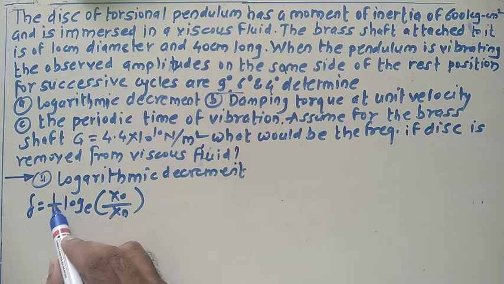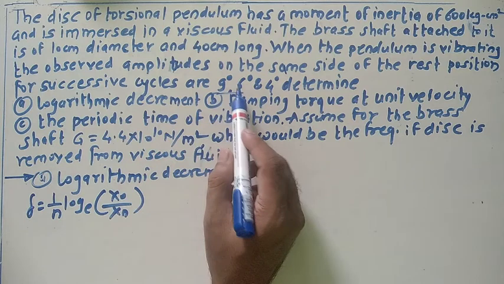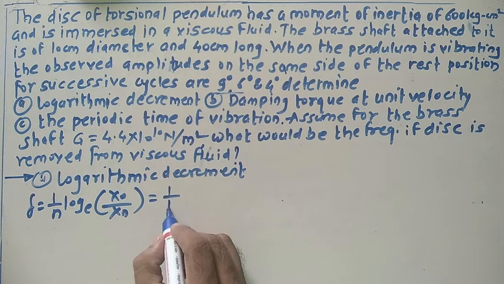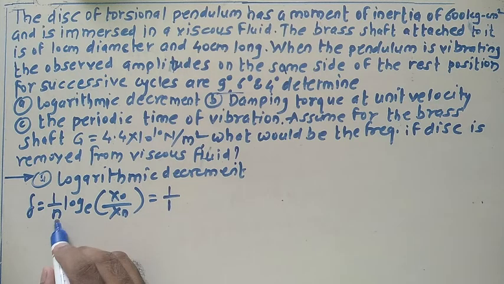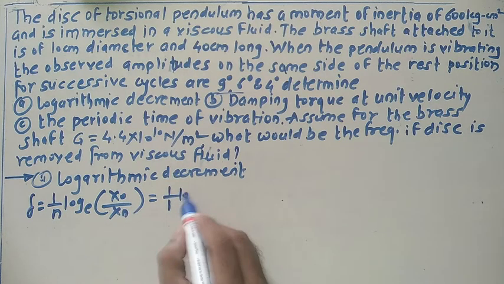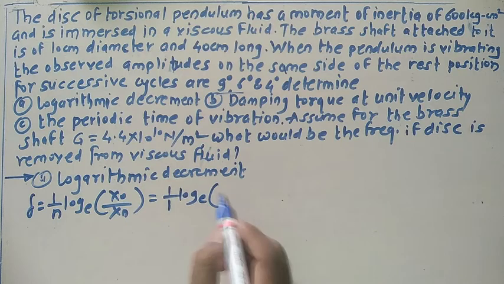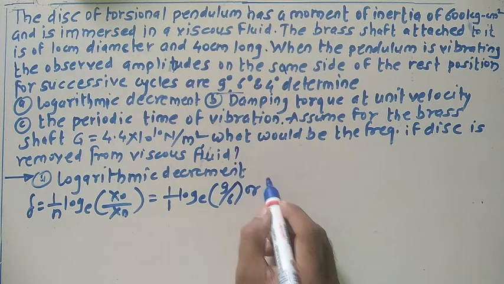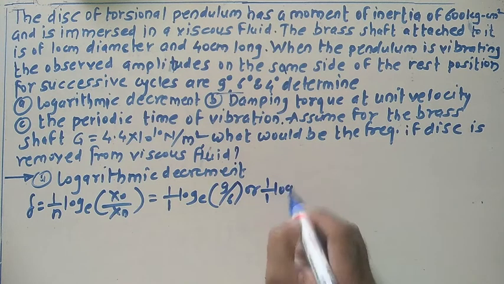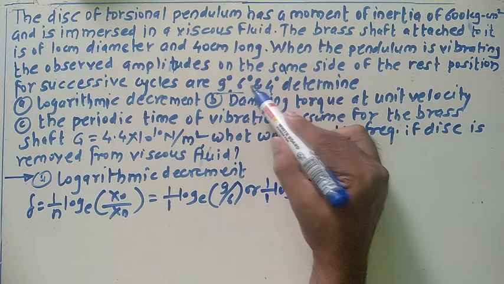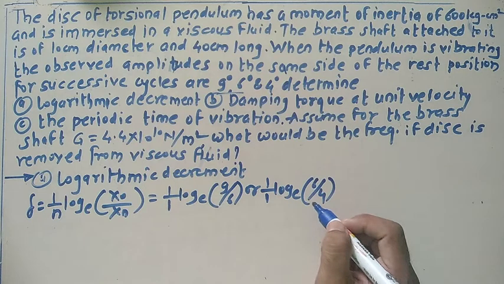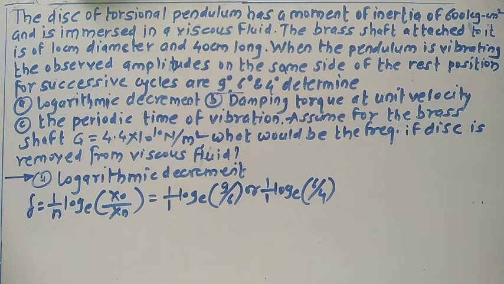For that, if I say the successive amplitude means a single amplitude, if I consider it here, then for the single amplitude we get n as 1, so log to the base e. If I consider the successive amplitude, then the 9 by 6 relation comes, or we can get the same result by using this one. If I take 6 degree by 4 degree, simplify this one and get the answer for delta.